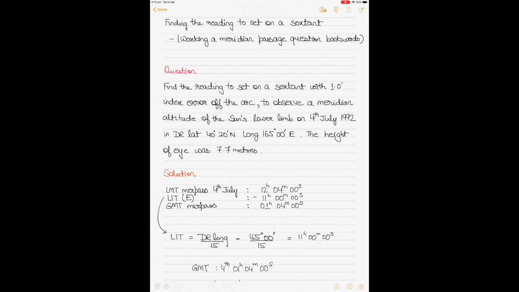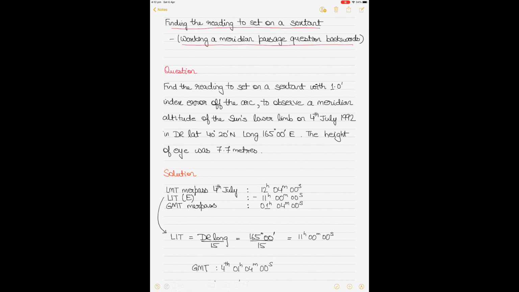Today's video will be working a sextant altitude backwards, and when I say backwards, that means we'll start from the observed latitude and we'll work backwards to find the reading to set on a sextant. So basically I'll be using the example of a meridian passage question and work it backwards.